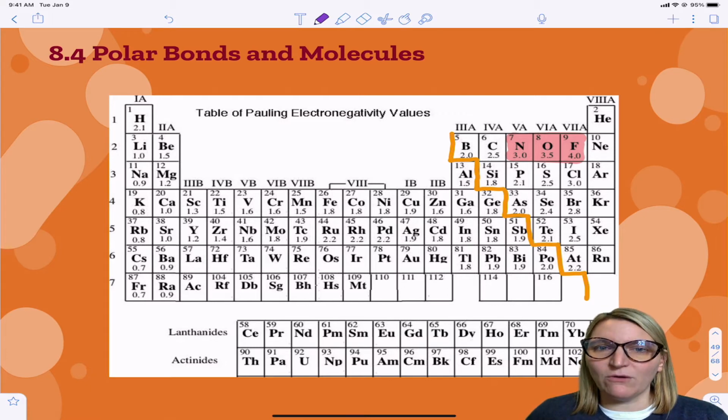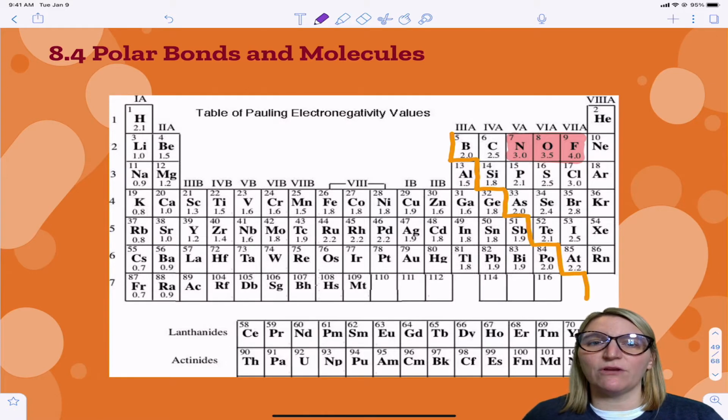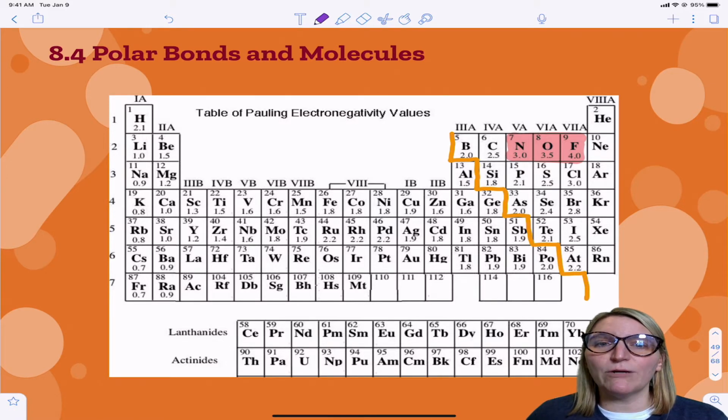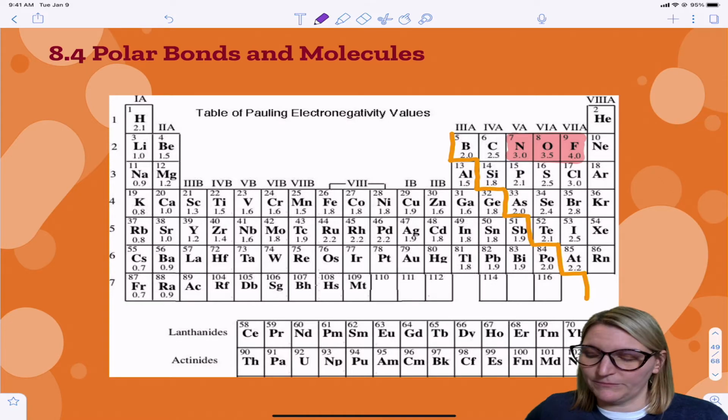I did point out that, for the most part, low electronegativity values are the metals. The higher electronegativity values are the nonmetals, with the three highest electronegativities being fluorine, oxygen, and nitrogen. That's going to be important in a few videos down the road. And remember that the noble gases have no electronegativity values listed because they don't make bonds.